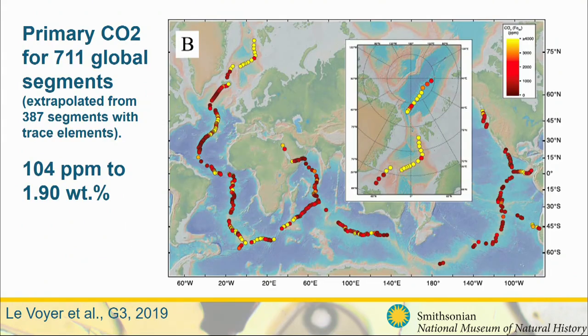This allowed us to take those 387 segments, and then by means of those statistics I just showed you, project what the carbon concentration of every single segment is most likely to be around the globe for all 711 mid-ocean ridge segments in the GALE catalog. The ones constrained with data have a range of CO2 from 104 parts per million to nearly 2 weight percent.